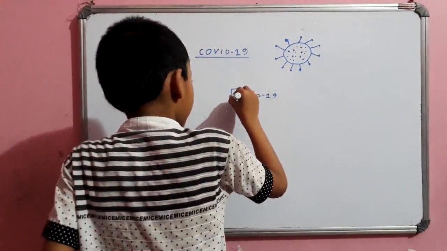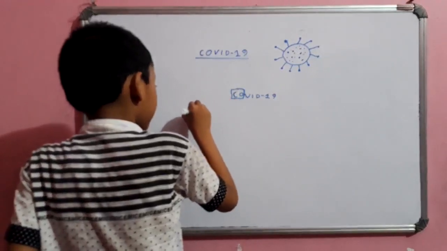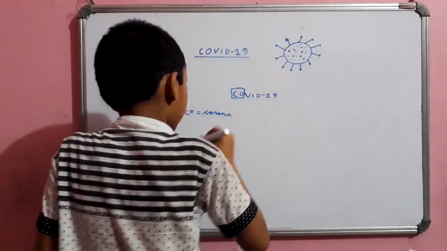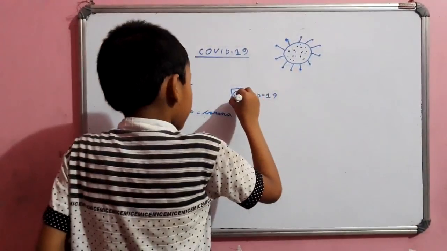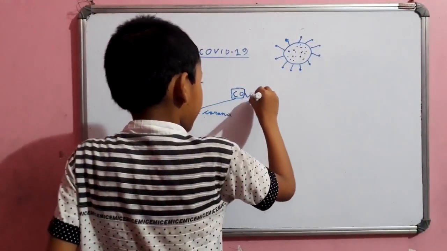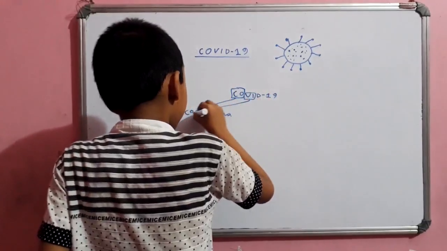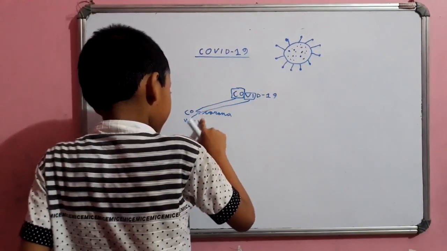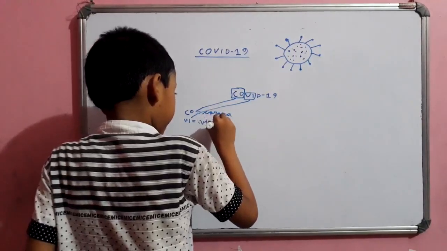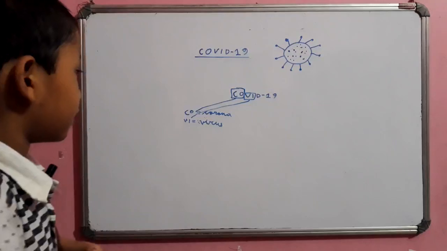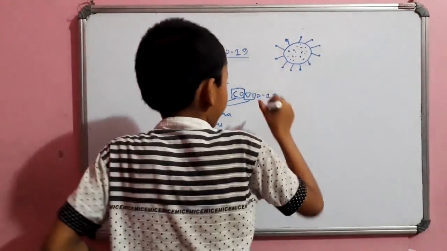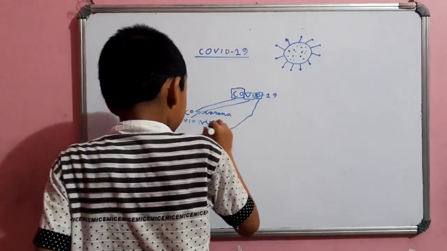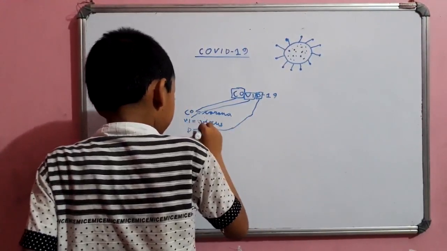So here, CO, you see this? CO will be corona. And VI at the bottom will be virus. Name it coronavirus. And here, this is the little letter D. D here stands for disease.